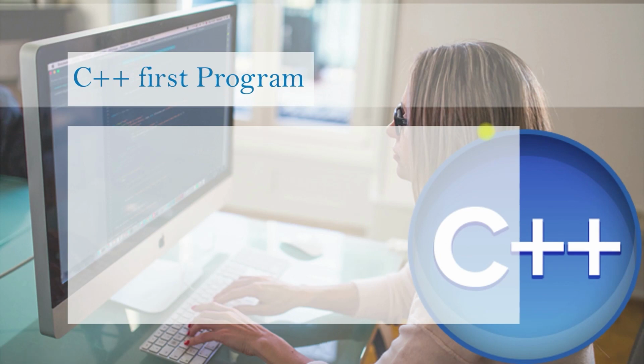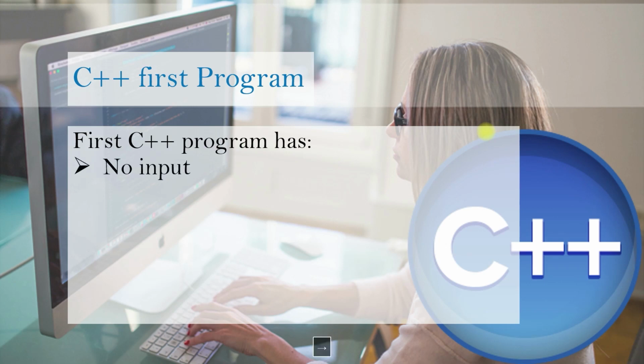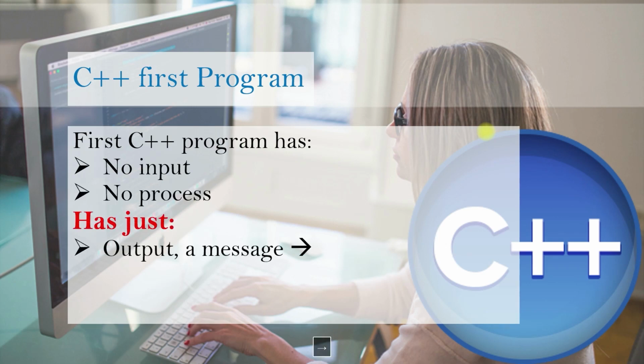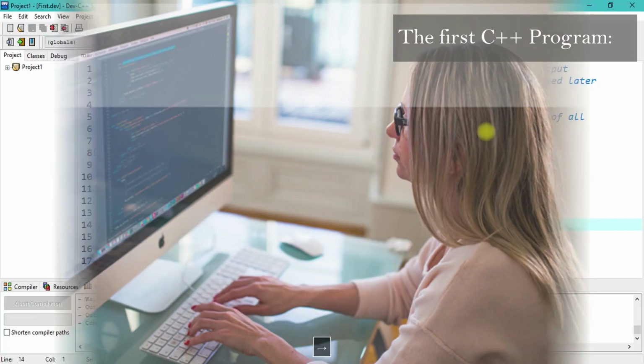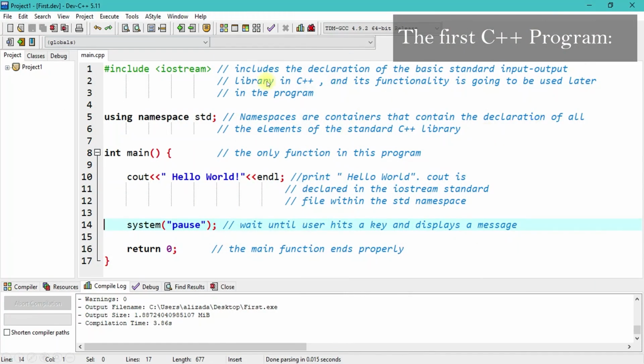C++ first program. In this first program that we are going to work on, we don't have any input part, we don't have any process part, we just have an output part which shows a message that says hello world. So let's have a look at our first program. This is the first program that we are going to work on.